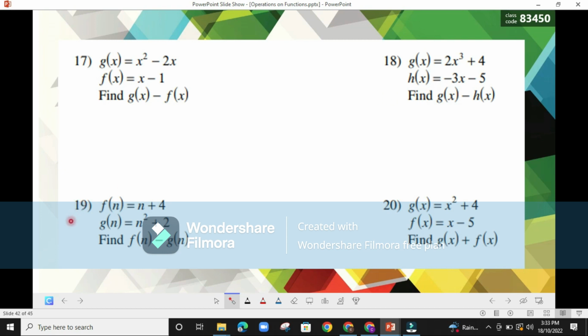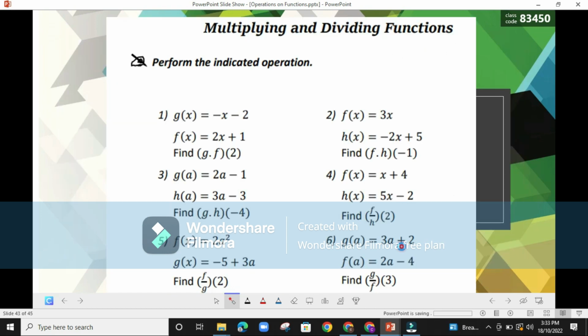Number 19, f of n is equal to n plus 4. g of n is equal to n squared plus 2. Find f of n minus g of n. Number 20, we have g of x is equal to x squared plus 4. f of x is equal to x minus 5. Find g of x plus f of x.